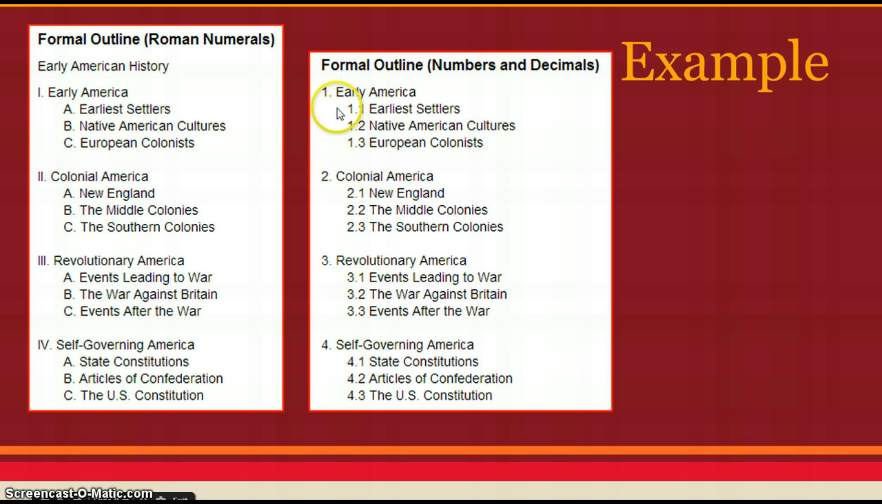This outline uses numbers and decimals. You'll notice the 1 is for the category topic, and the subcategories are 1.1, 1.2, 1.3. And you'll notice that 2 is colonial America, the broad topic, and the specific topics are 2.1, 2.2, 2.3, and so on.